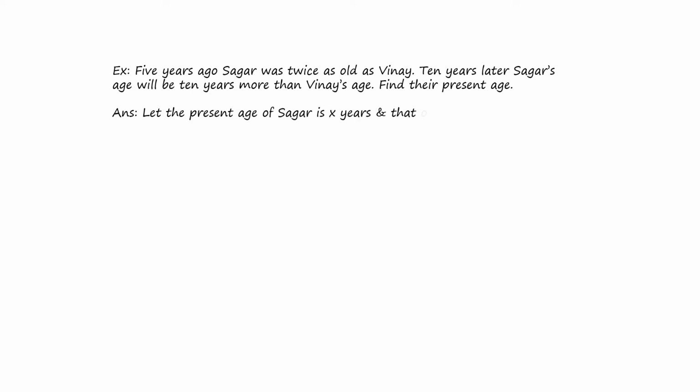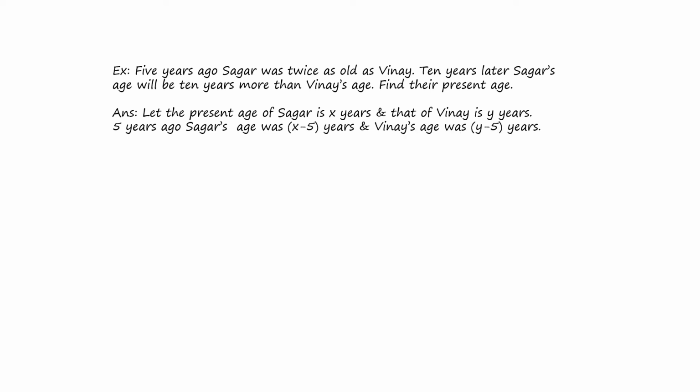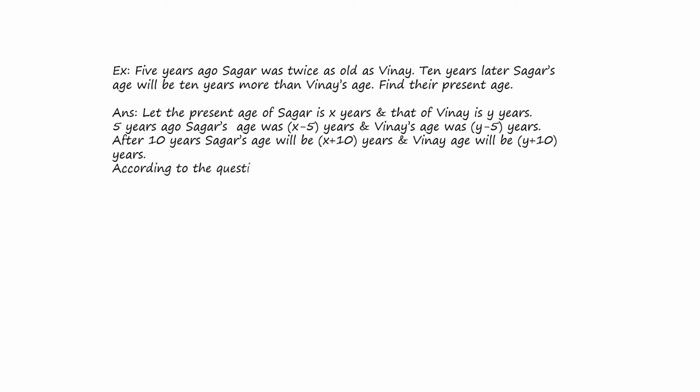Let the present age of Sagar be x years and that of Binay be y years. So 5 years ago, Sagar's age was x minus 5 years and Binay's age was y minus 5 years. After 10 years, Sagar's age will be x plus 10 years and Binay's age will be y plus 10 years. Now, according to the question, we have x minus 5 equals 2 times (y minus 5), or we can write x minus 2y plus 5 equals 0.